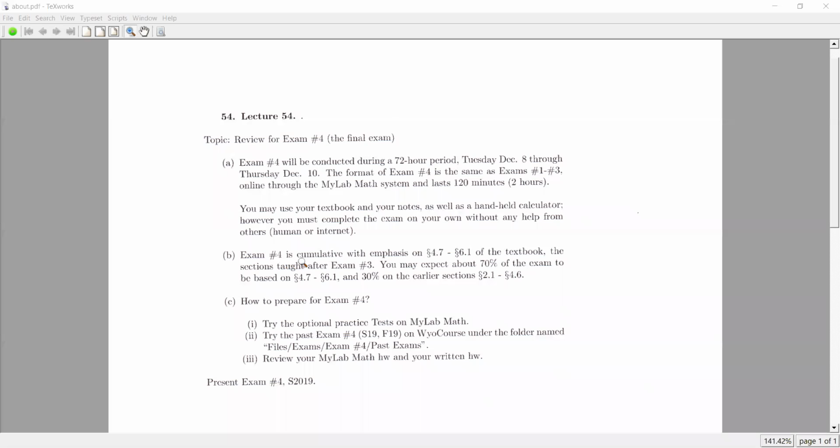Exam 4 is cumulative with emphasis on these sections, 4.7 to 6.1. These sections were taught after exam 3. You may expect about 70% of the exam to be based on these sections and 30% on the earlier sections from 2.1 to 4.6.